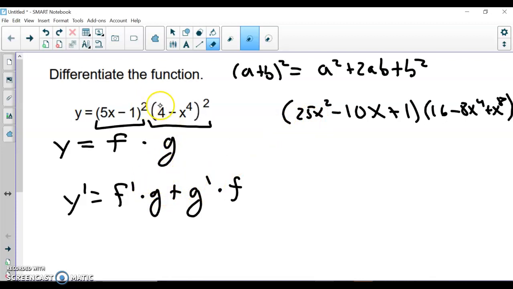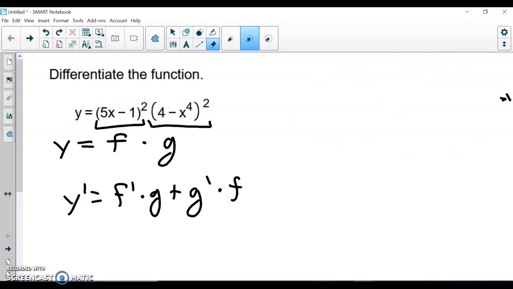Because in particular, it wasn't such a big deal if this was just 5x minus 1 times 4 minus x to the fourth, but they've got these additional exponents, which can make the algebra a little tedious if you're trying to go for the power rule. So that's why the product rule is going to be a better route here, I would say. And you could say, oh no, I don't like the product rule, I'd rather do all that algebra. That's fine. But let's take a look at this and hopefully you'll see it's a little easier.